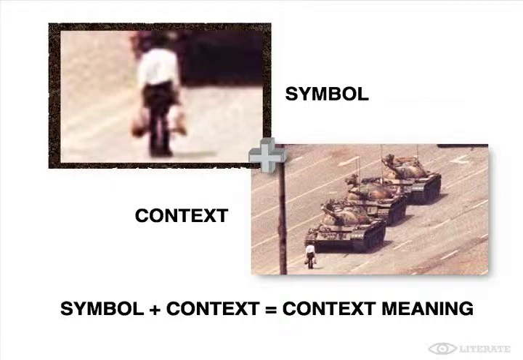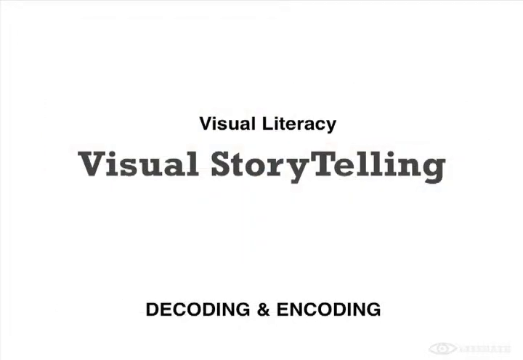Conversely, if we take that symbol and put it together with a context, you can create more meaning for the context in which that symbol is placed and extract more information of the entire story that's being told within that imagery. So visual literacy is about visual storytelling, and it is essentially a process of decoding and encoding information through visual cues and symbols and context, which is what we're going to look at today.